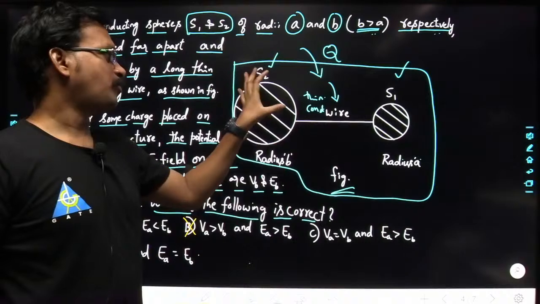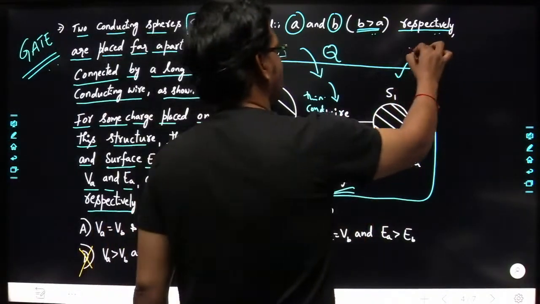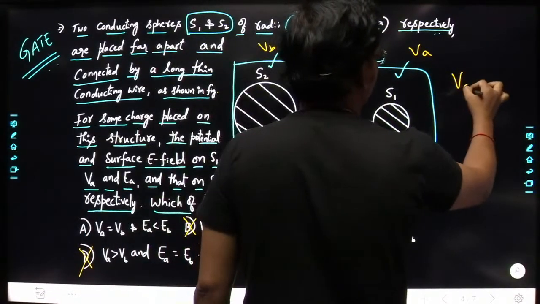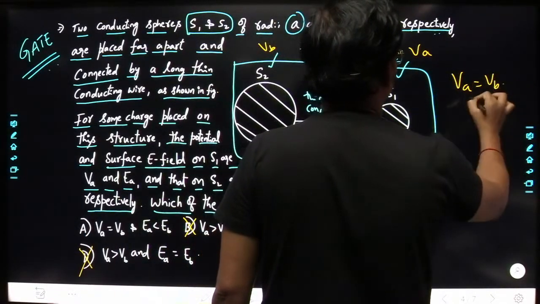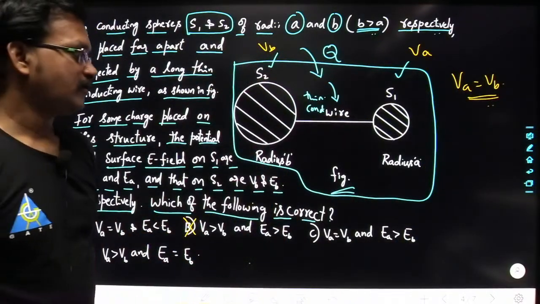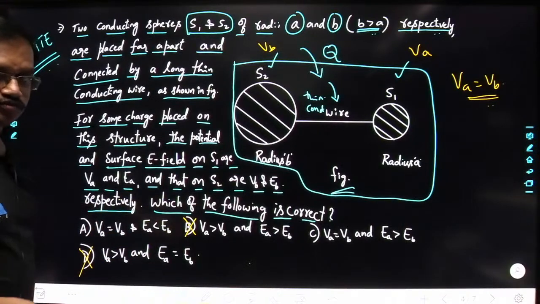So the potential here and the potential here must be the same. The potential here is VA and the potential here is VB, so VA must be equal to VB. Right. One more thing you can also guess here: you can guess for the electric field also.